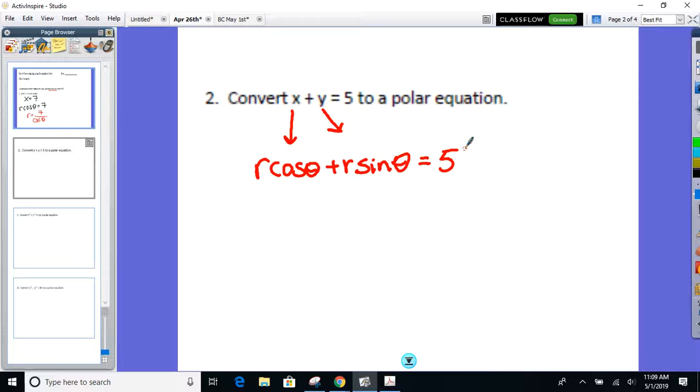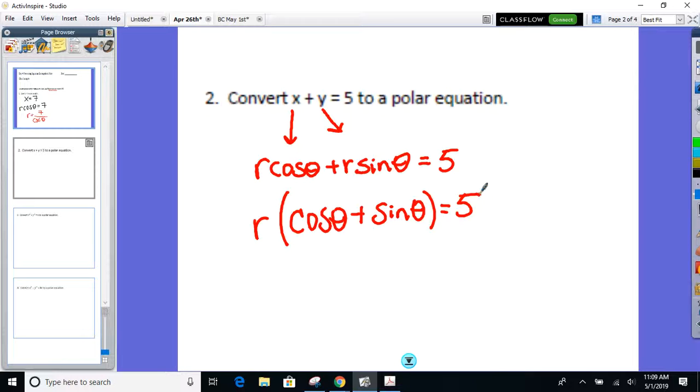Factor it. They both have an r in it, don't they? Take it out. Now it becomes just a single r. And what's left inside your parenthesis? Take the r away: cosine theta plus sine theta equals 5.